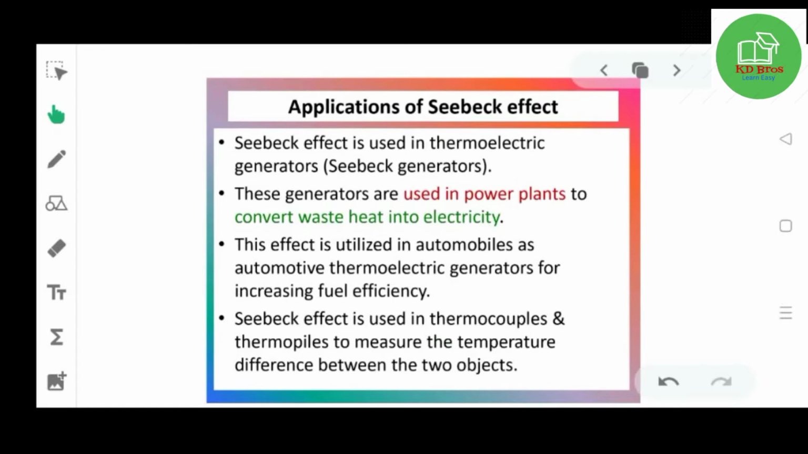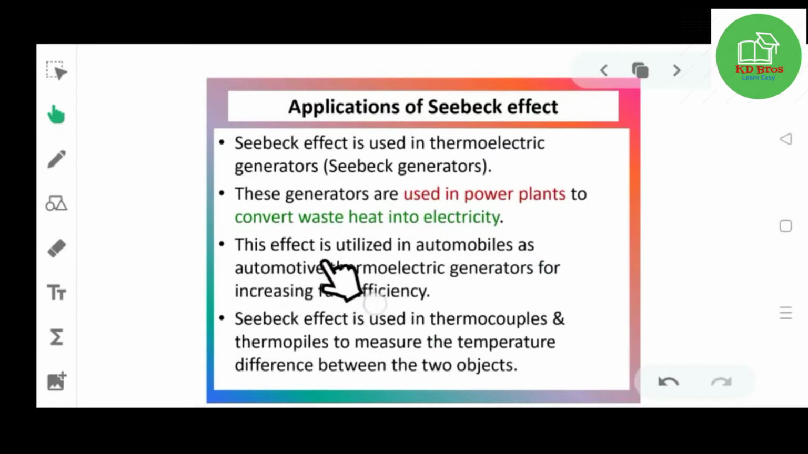Applications of the Seebeck effect. The Seebeck effect is used in thermoelectric generators, and these generators are used in power plants to convert waste heat into electricity. In a power plant, some of the heat energy will be wasted because all the energy will not be used well. Those wasted heat energy will once again be converted into electrical energy. For that purpose it will be used.